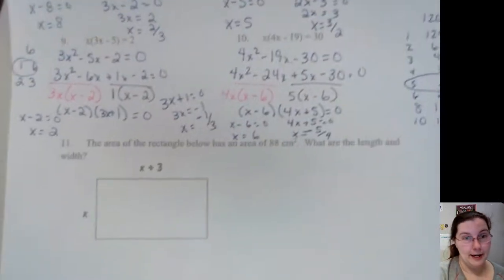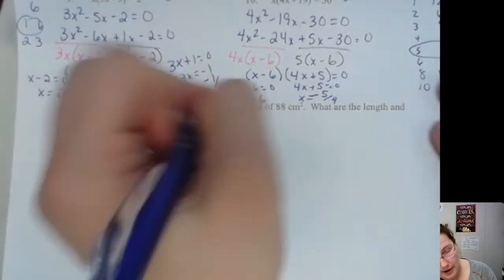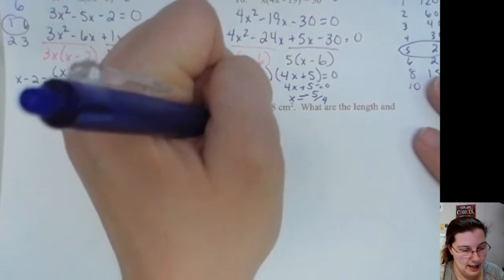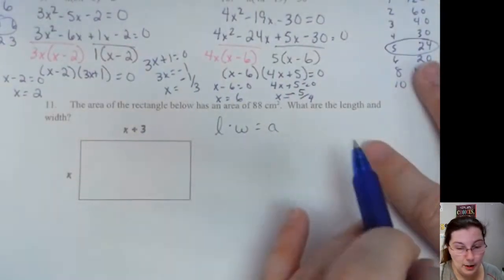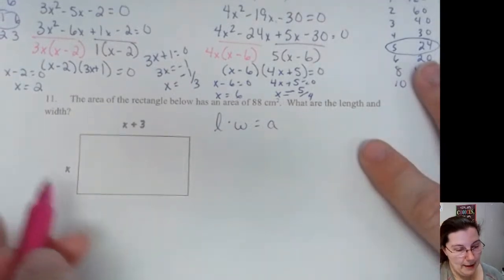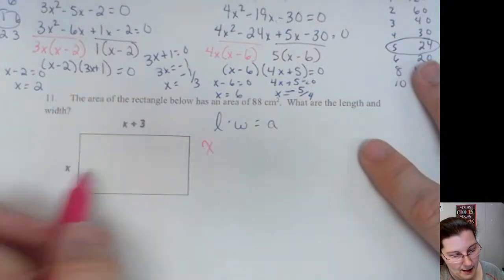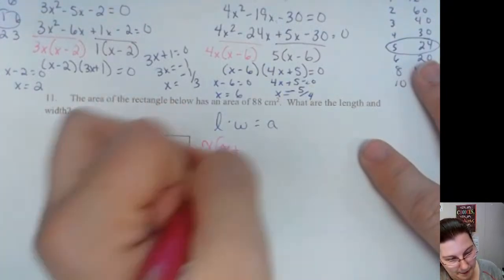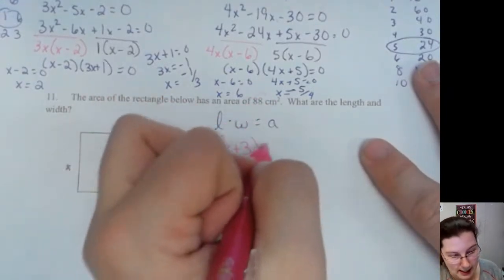All right, so looking at our last one, these are always fun. I always try to remember the formula for area of rectangles. So we have our length times our width equals our area. So with this, I'm going to plug in what I know. This is my length, so I'm going to have x times my width. So I have x plus 3 equals my area, it tells me right up here, is 88.